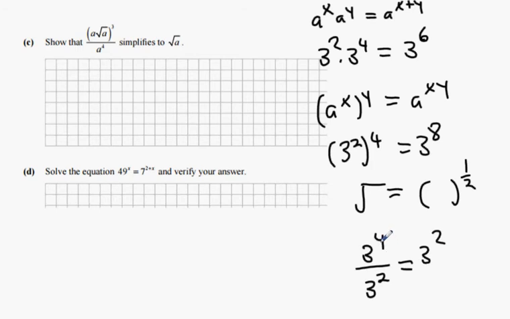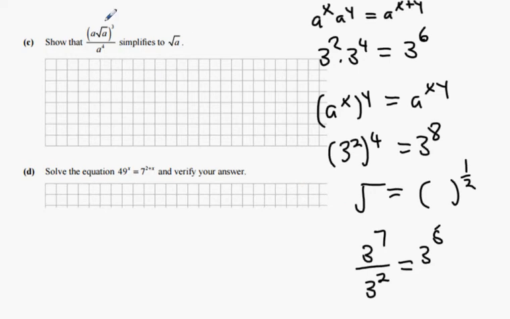It's 4 minus 2. If that was 7 over 2, what would the answer be? 5. Okay, these are the bargain basement power rules. They're on page 20 or 21 of your book, your maths tables, so you can figure that out.